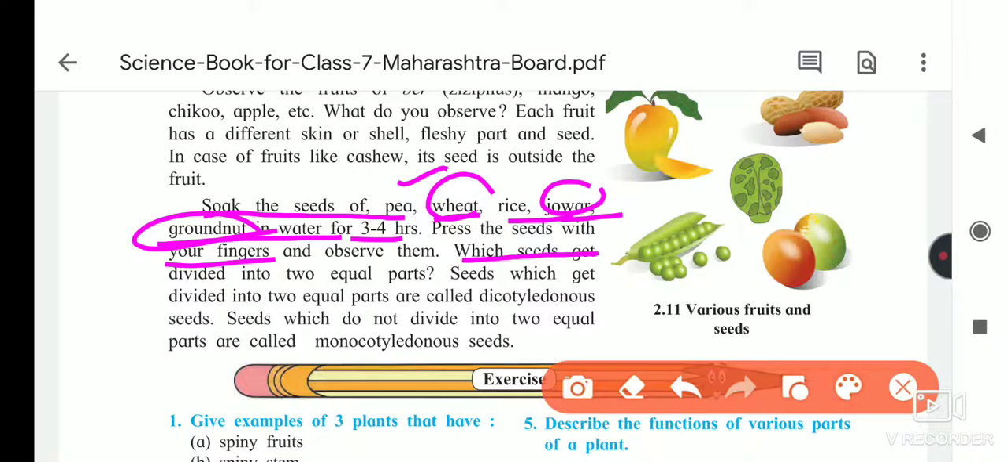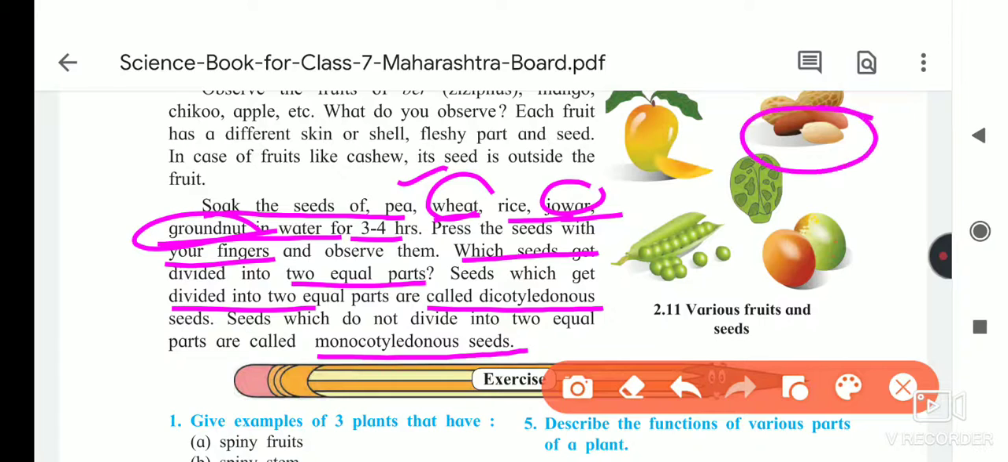Observe them. Which seed gets divided into two equal parts? Seeds which get divided into two equal parts are called dicotyledons, and seeds which do not divide into equal parts are called monocotyledonous seeds. Cotyledons means, suppose we break this groundnut, then what happens? Two parts are formed, and that's why it is called a dicotyledon. And jowar, if you soak it and press it, it does not divide into two equal parts, so it is called a monocotyledon. So maize and jowar come inside the monocotyledons.